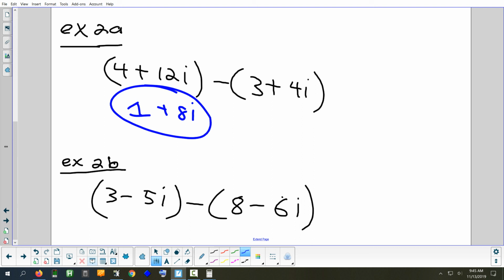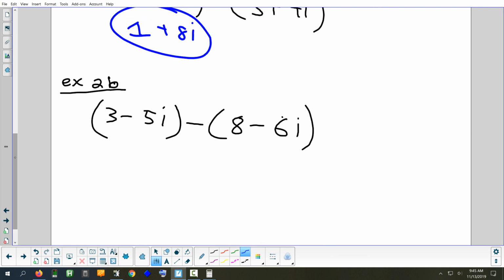So last one: 3 minus 5i minus 8 minus 6i. Okay, anyone think they can give me the real part? Yep, Alex. -5. Yep, -5. Now just be careful with the imaginary part. Something's going to come up here that I mentioned. Anyone think they know the imaginary part? Yeah, Jason? 1i. Yes, it's -5 minus -6. That's -5 plus 6. Okay, or 1i.